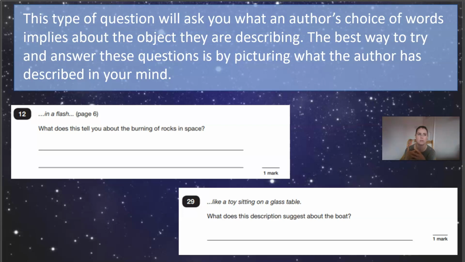And that thing of, well, something is in a flash. We know that if we describe something as being in a flash, it's very quick, it's very fast, and it moves very quickly. So in your head, you'd sit there and think, well, what kind of image does that put into my mind as the reader?